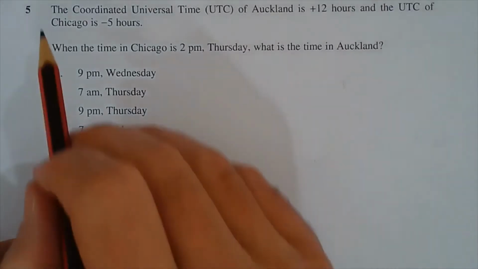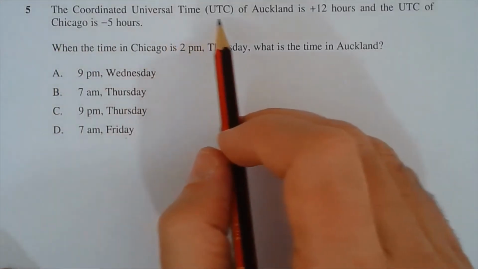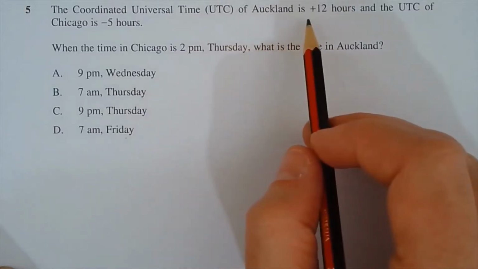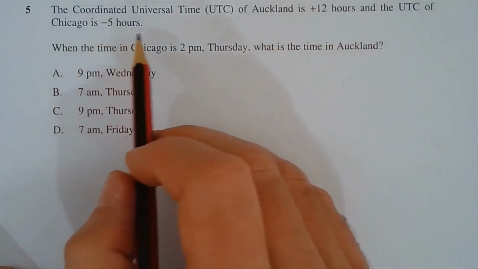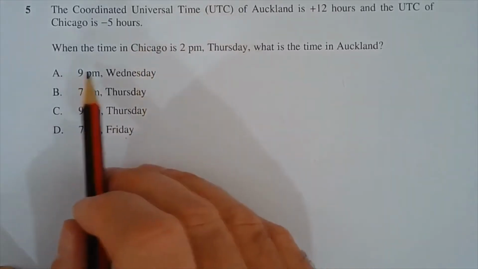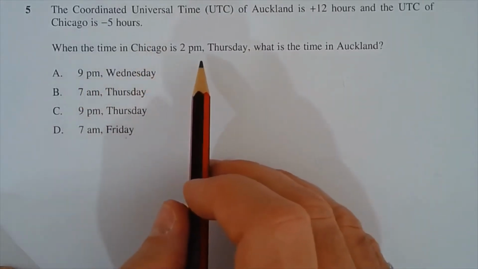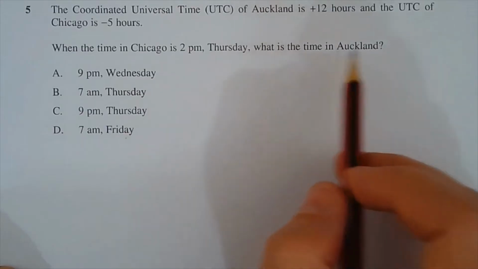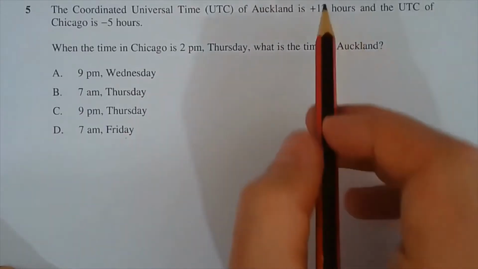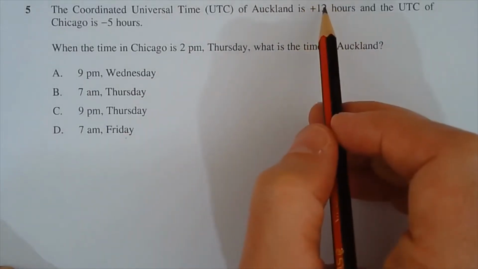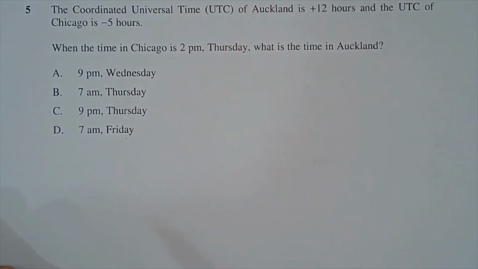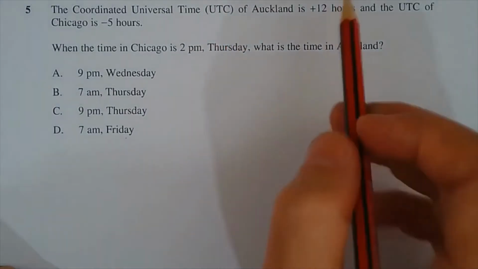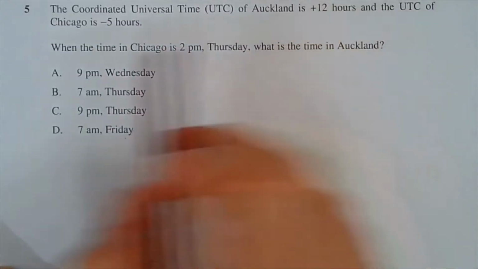Question 5. The Coordinated Universal Time, UTC, of Auckland is plus 12 hours and the UTC of Chicago is minus 5 hours. When the time in Chicago is 2 p.m. on Thursday, what is the time in Auckland? Now clearly Auckland is plus 12 hours ahead of UTC, which in the old terminology is Greenwich Mean Time. So Auckland is well ahead of Chicago.